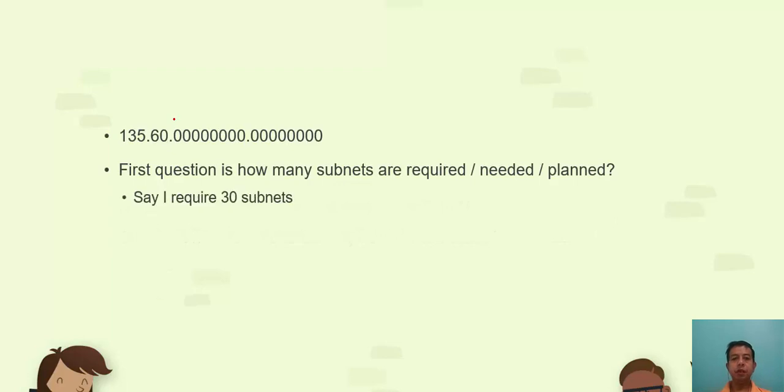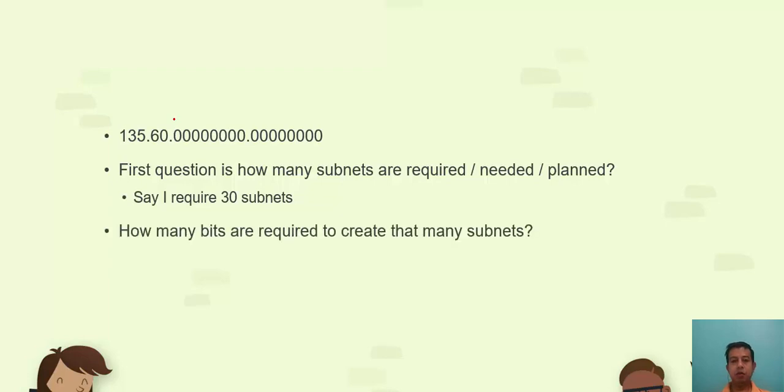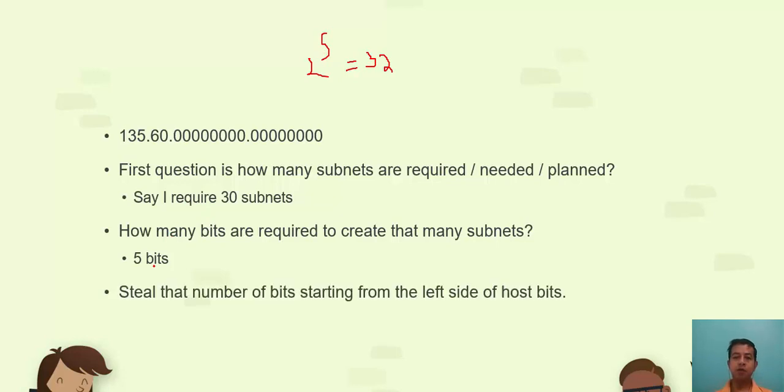Say I require 30 subnets. As an example, I require 30 subnets. So how many bits are required to represent 30 numbers? Obviously 5 bits. With 4 bits I can represent up to 2 to the power 4, that is 16. With 5 bits I can represent up to 2 to the power 5, that is 32. Because I require 30 subnets, I have to use a minimum of 5 bits. So 5 bits are required to create my subnets. What I do is steal these 5 bits starting from this point, remembering, from the left side of the host bits. So 5 bits I take to represent my subnet.